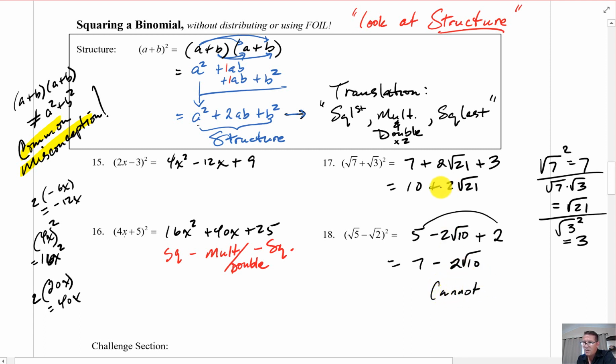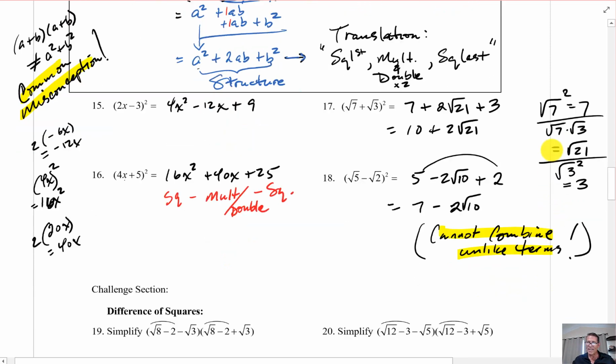I didn't mention that in number 17, but you cannot combine. Okay? Unlike terms. I'm talking about the previous ones. Let's highlight that. So that's an important point. All right. Almost done with all the skills.